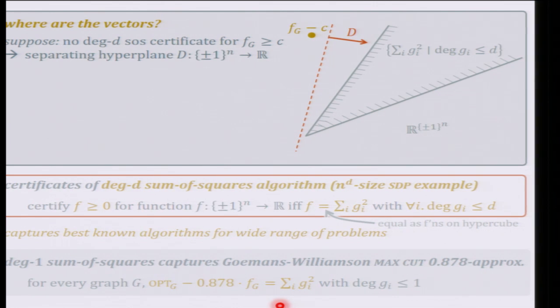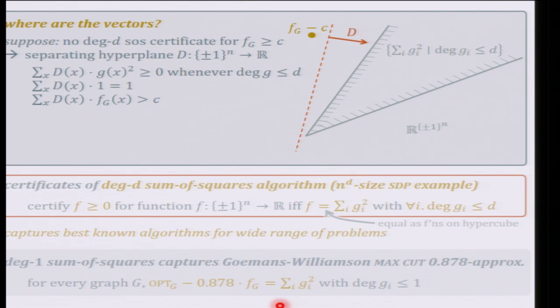This set here is the cone that consists of all sums of squares of functions of degree at most d. If you think about it geometrically, it's just a cone, like an ice cream cone. If the function c minus f of G is not in that set, it means that there's a separating hyperplane that separates the function c minus f of G from the cone. This separating hyperplane corresponds to a real-valued function D on the hypercube. And here are the properties of this function.